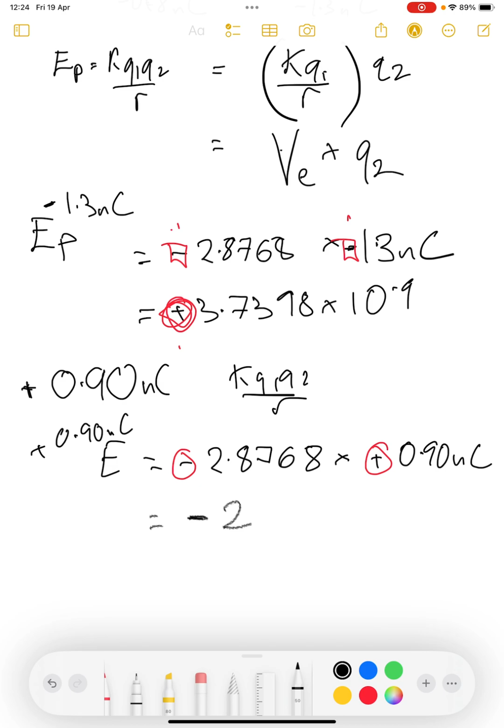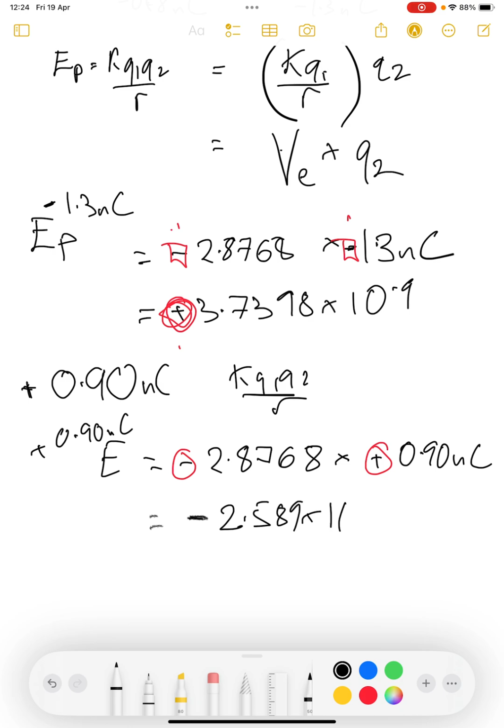what happened there? Sorry. Point 589 times 10 to the minus 9 joules. Sorry, I should put joules there.